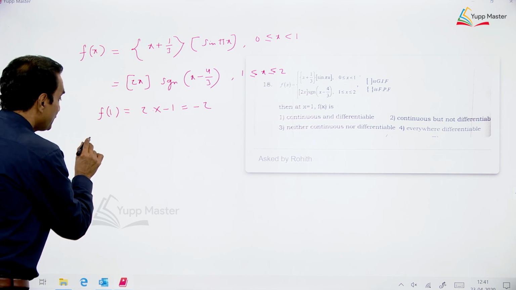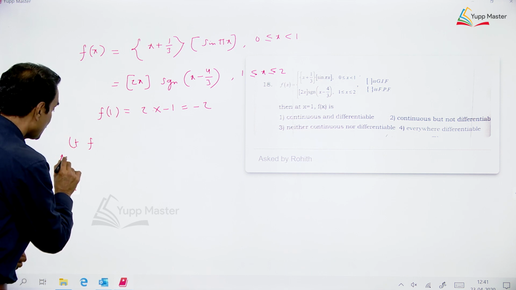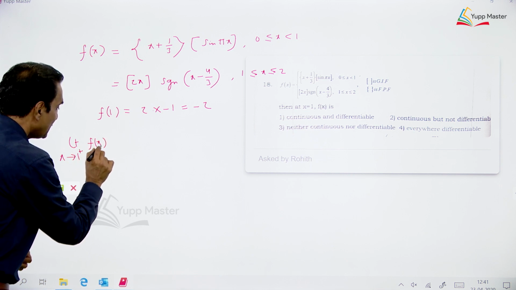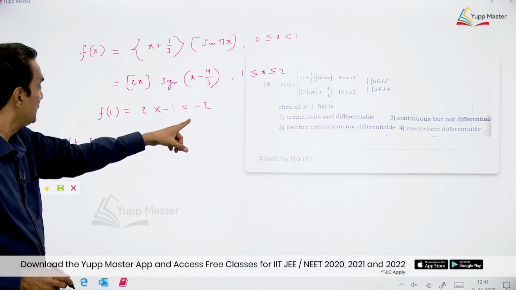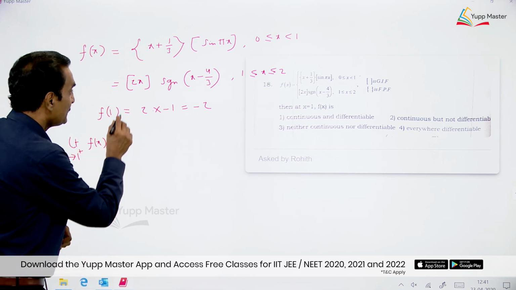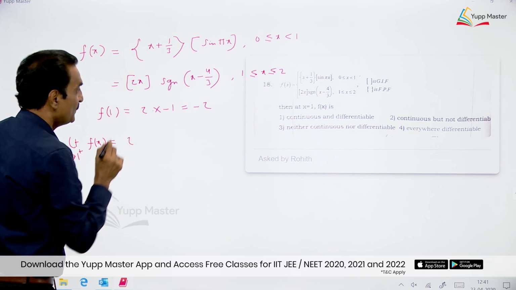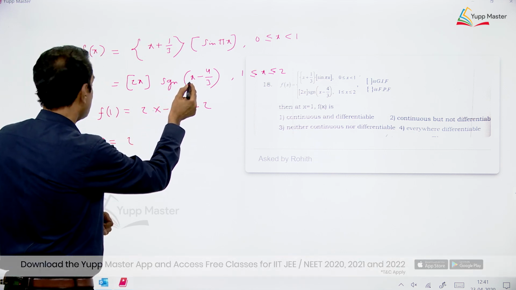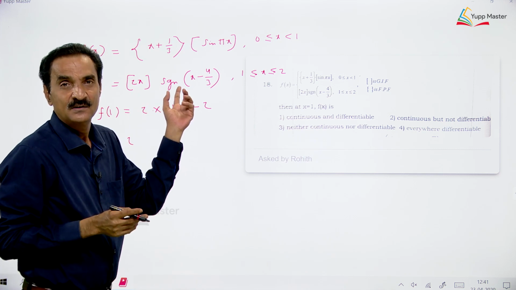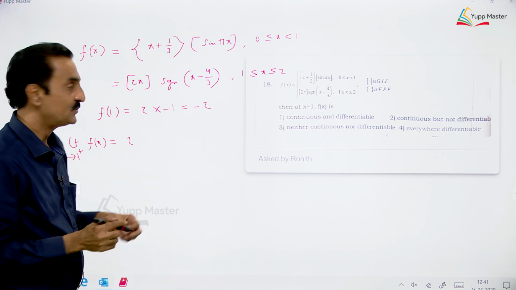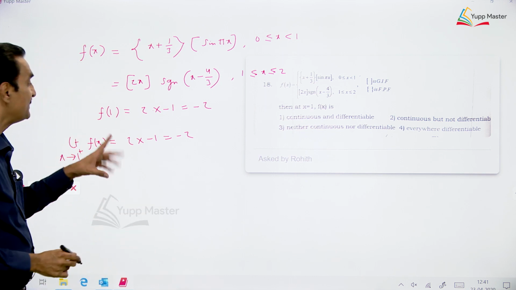Now, the limit as x tends to 1 plus of f of x. Here you will take f of x as this function only. So, obviously, the integral part is there now. When x tends to 1 plus, 2x tends to 2 from the right side, so its integral part is 2. And when x is 1 plus, x minus 4 by 3 is still negative because x is just greater than 1. So, its signum is minus 1. So, the right hand limit is equal to minus 2.